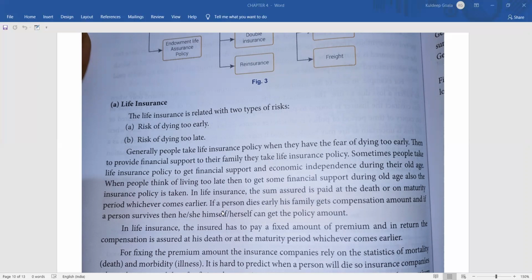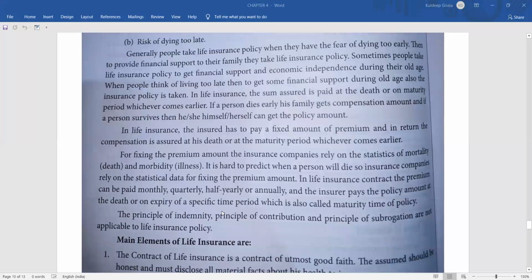And if I don't die, then at least on maturity I'll get some amount of money which I can use for some other purposes, right? So that is the concept here.